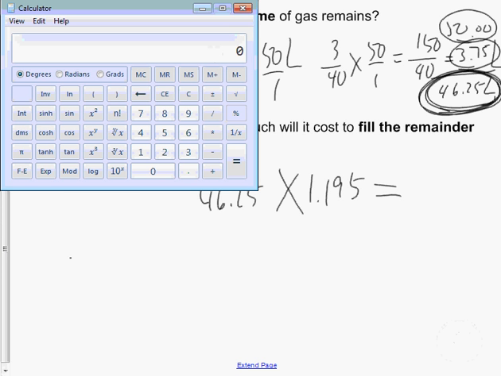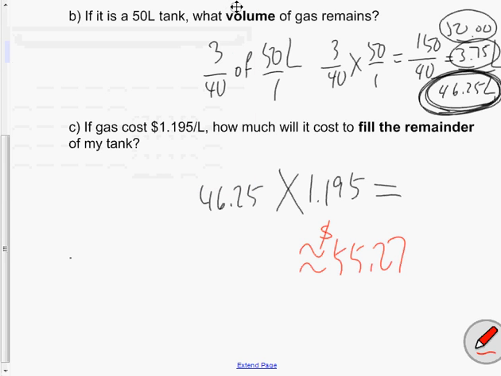And if I take that and go 46.25 multiplied by 1.195, the final answer is going to cost me approximately $55.27 to fill up my tank. Now that's probably the most complicated question on your sheet. If you didn't get that, that's okay, because there's a lot of different things you had to do in there. But at least now that you see it, there is a way that you have to be able to do it, and hopefully that makes sense to you.